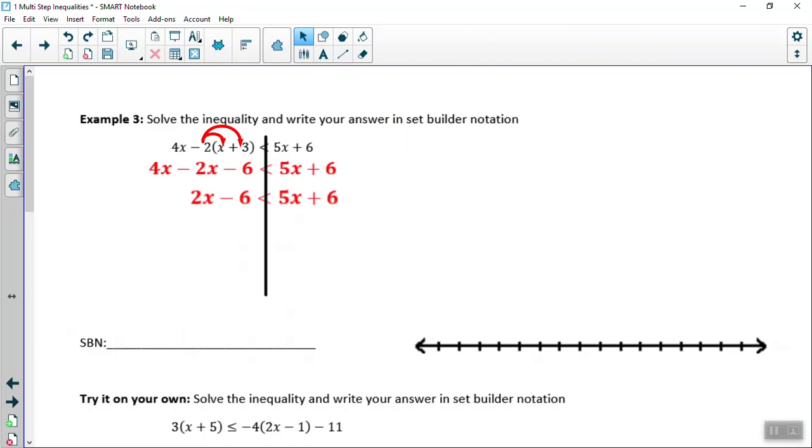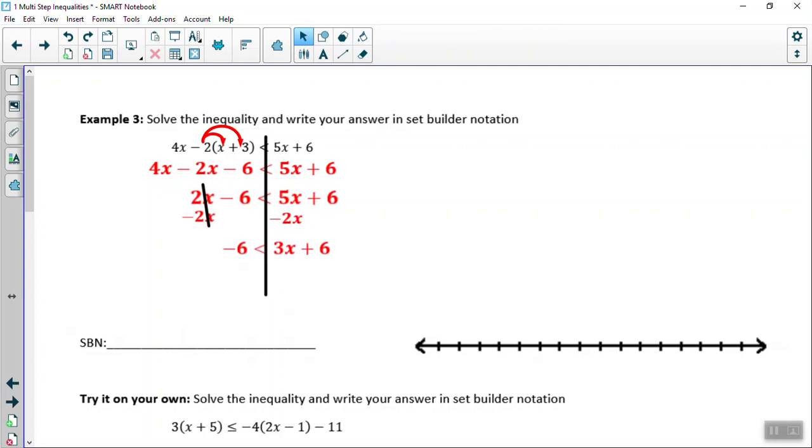Now I need to work on getting my variables together. So you pick whichever one you want to use. So in this case, I'm going to subtract the 2x from both sides because I just want to keep my variables positive. So to do that, I move the smaller of the two variable terms. So I subtract that, those cancel out, and now we are left with -6 is less than 3x plus 6.